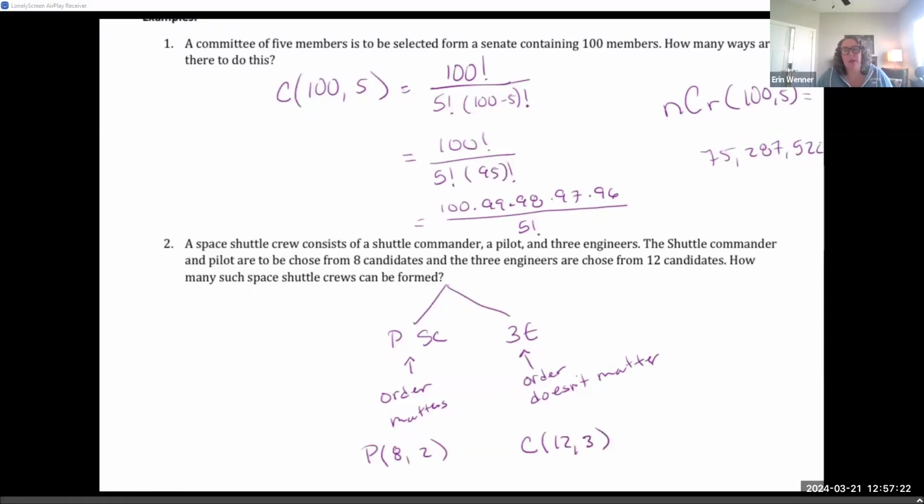Now, just like with our multiplication principle and thinking about Mr. Potato Head's outfits, for every hat, i.e. every combination of pilot, shuttle commander, there are 3 different engineers that we can choose. So in order to come up with our total number, we need to multiply between those in order to have our final answer. So I want you to calculate that and send me your answer in a direct message.